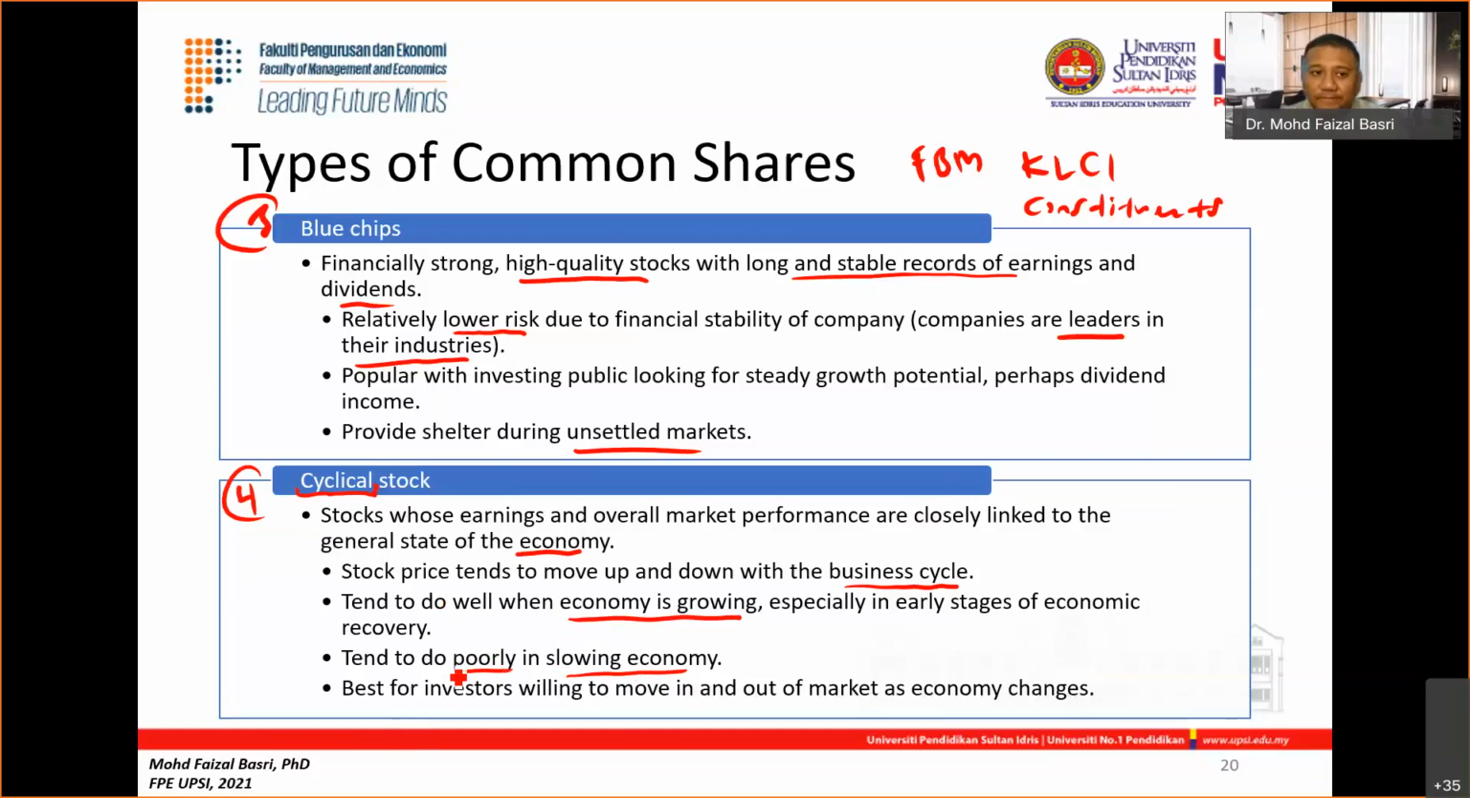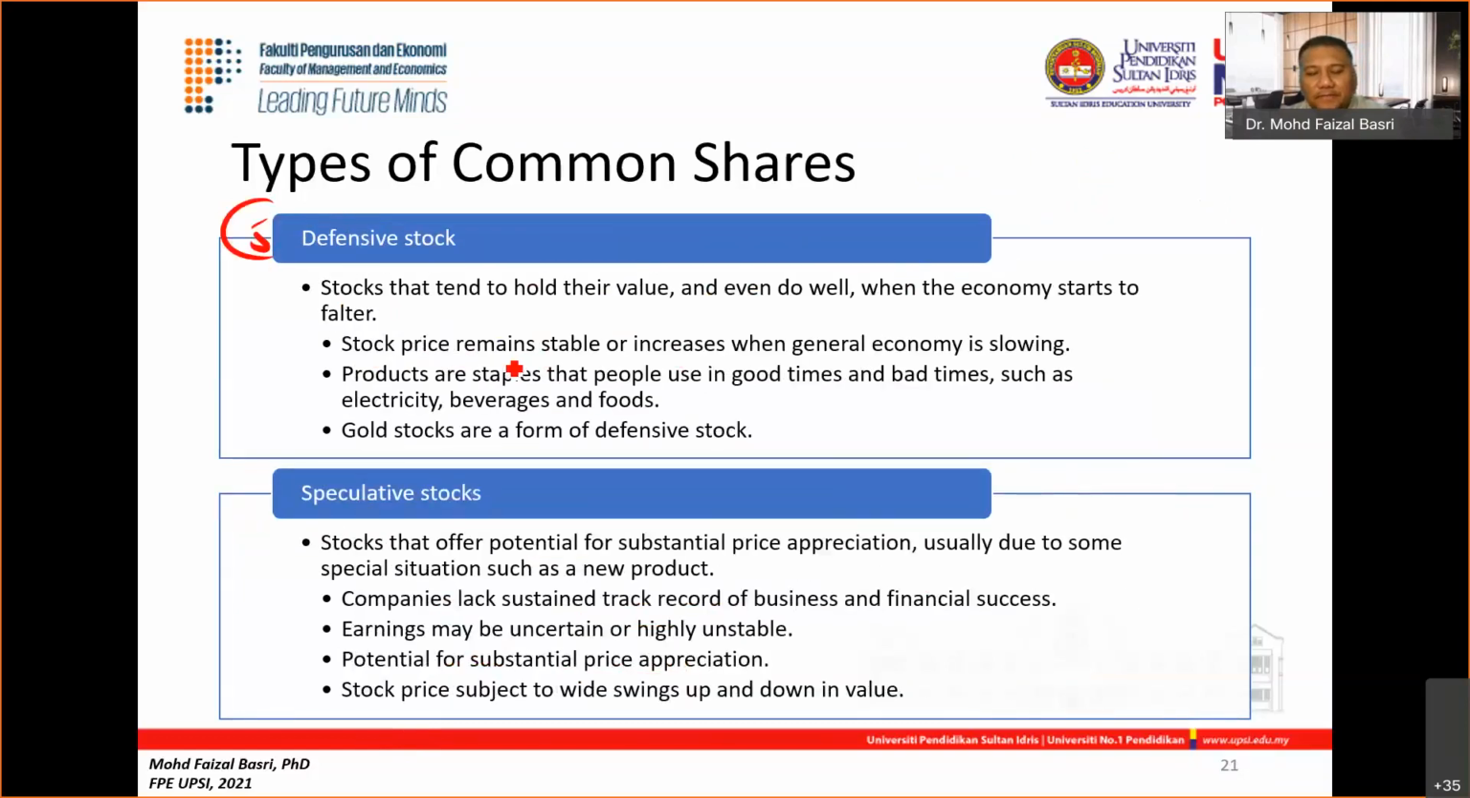But for the fifth one, the defensive stock, number 5 here, unlike cyclical, they will do well or they will at least hold their positions even when the economy is slowing down. Even if the economy is slowing down, they tend to hold their values. Okay, or some of the companies might even do better if the economy is going down. So that's why we call them defensive stocks. The stock remains at least stable, or it can increase as well during an economic slowdown.